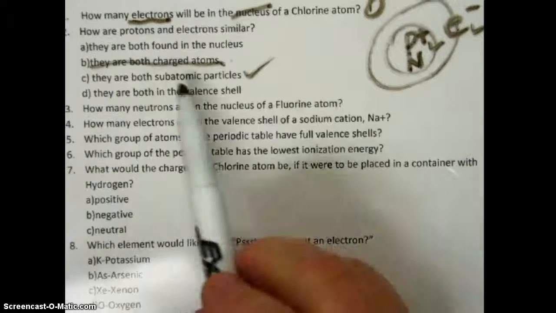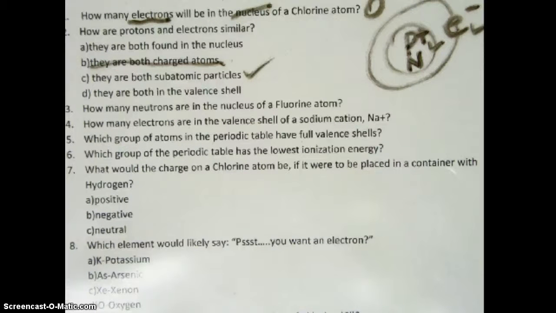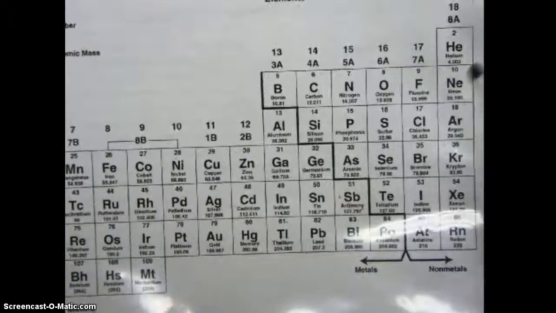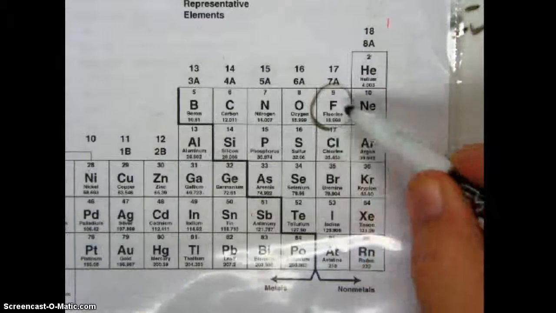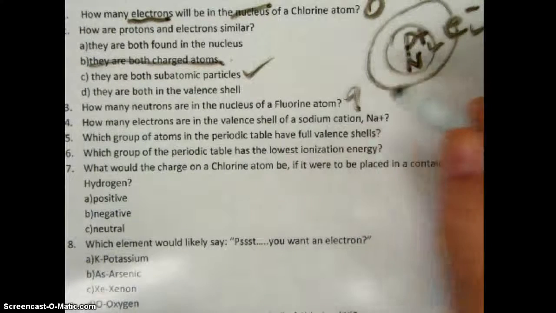How many neutrons are in the nucleus of a fluorine atom? We just have to look at the periodic table, find fluorine, and for our purposes, for all the atoms, we're going to say that there's the same number of neutrons as protons, so there are 9. So the answer to that is 9.